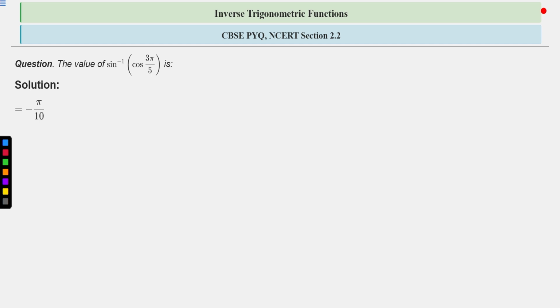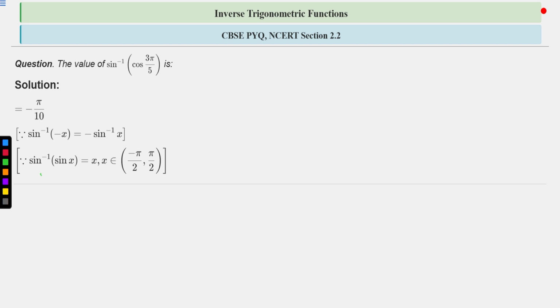Therefore, finally, it will be equal to minus pi by 10. So the correct answer will be minus pi by 10, because sine inverse of minus x is equal to minus of sine inverse x, and sine inverse sine x is equal to x when x belongs to minus pi by 2 to pi by 2. So the correct answer is minus pi by 10.